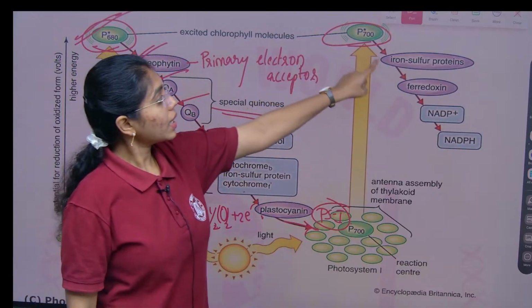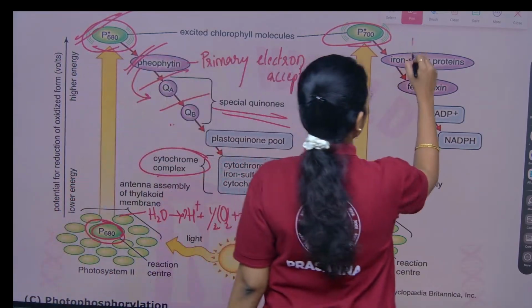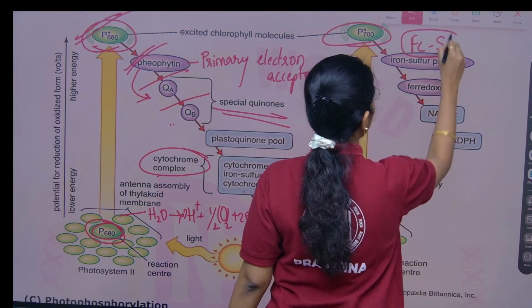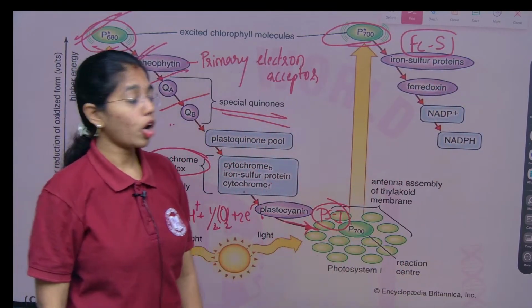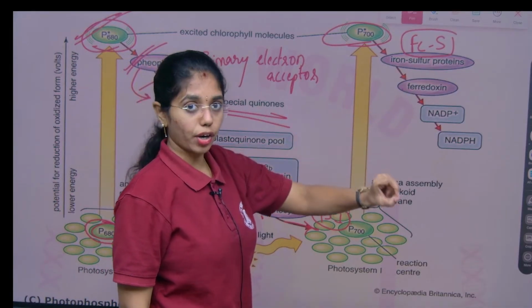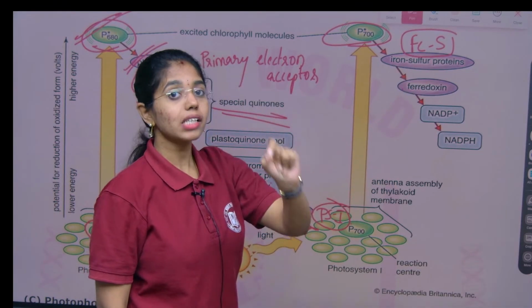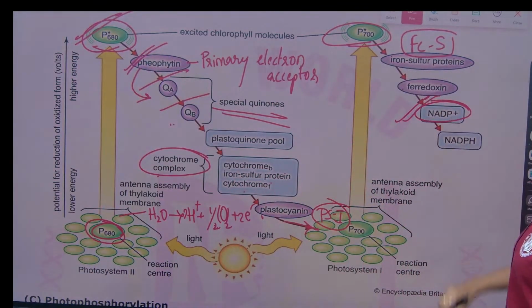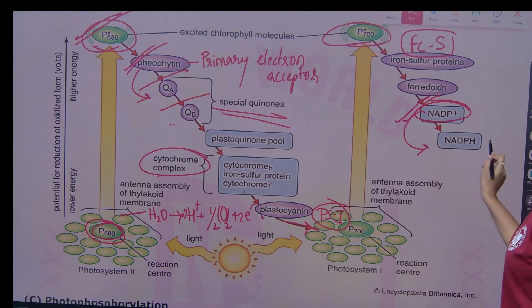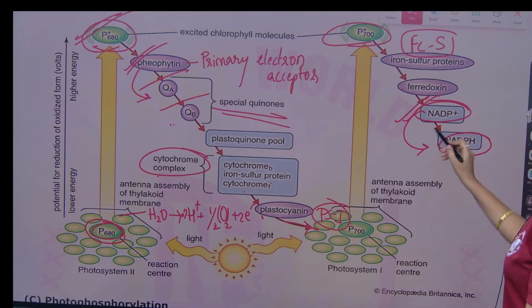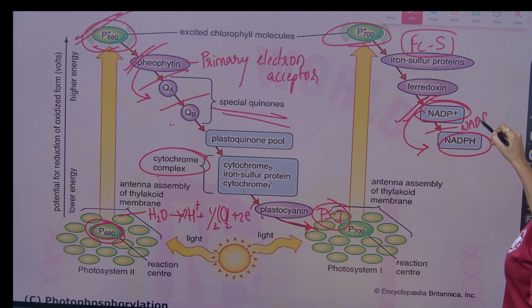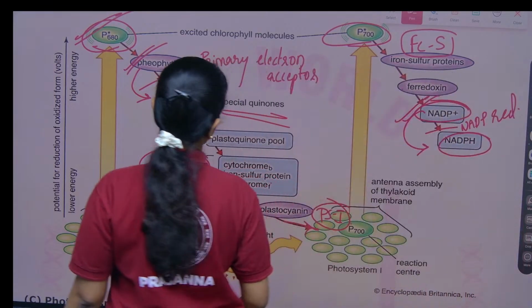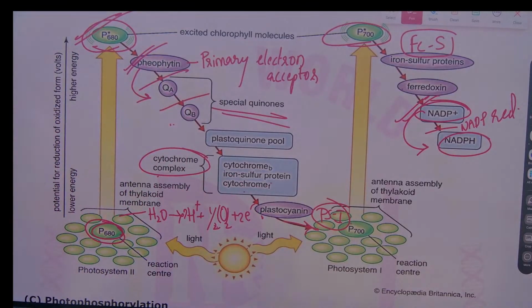From here the electrons are again passed on to the iron sulfur complex, after which electrons are submitted to ferredoxin, and the ultimate or last electron acceptor over here is NADP+. NADP+ is the ultimate or last electron acceptor, and then it is converted to NADPH by the enzyme NADP reductase. This is the complete sequence of non-cyclic photophosphorylation.